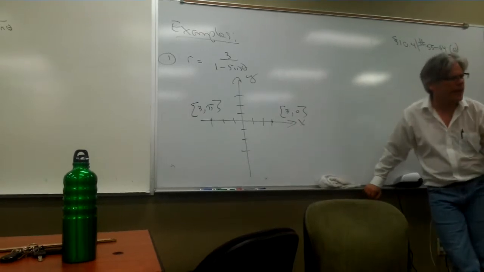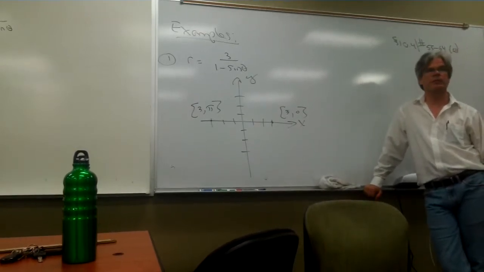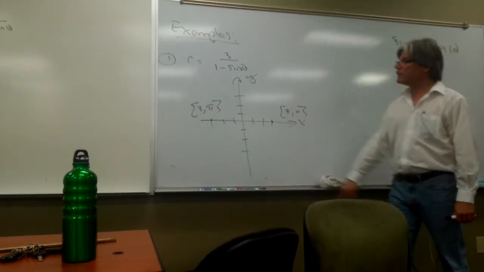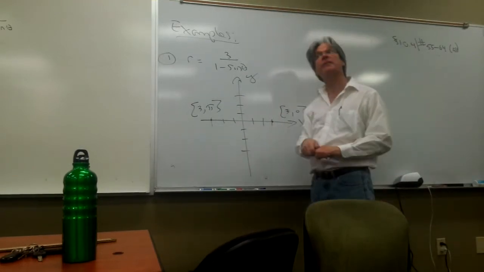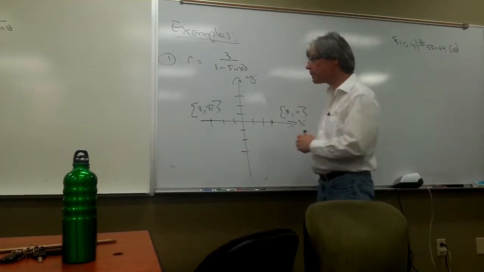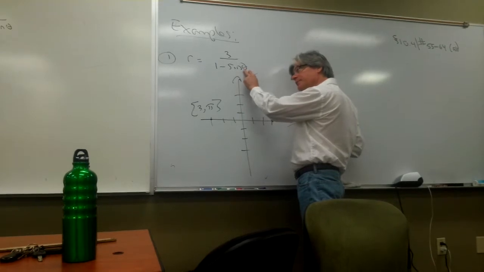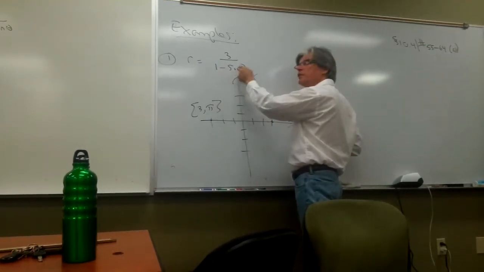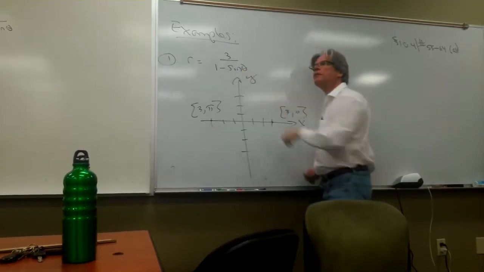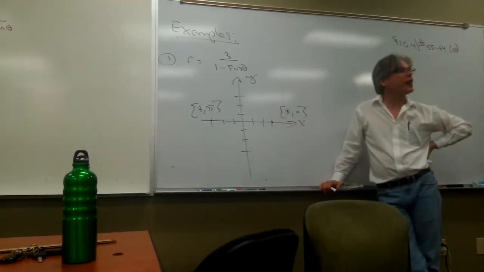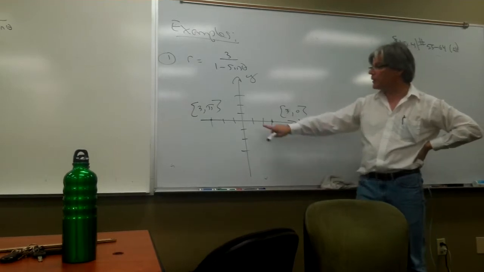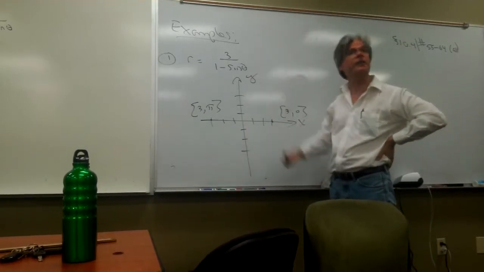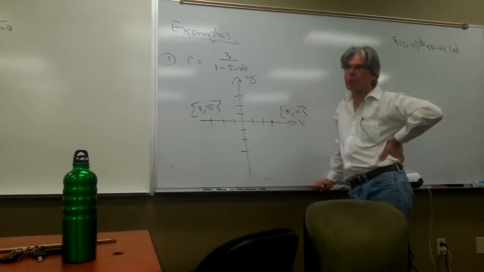I have a tendency to use brackets instead of parentheses for polar points. If I stand at the pole, look straight at the positive y-axis, I'm looking in the direction of pi halves. But when I plug pi halves in for theta, the sine of it is just 1. 1 minus 1 is just 0. The corresponding radial distance is 3 divided by 0, which is undefined. So when I plant my feet at the origin and look straight up the y-axis, there's no radial distance. There's no corresponding point on the curve.